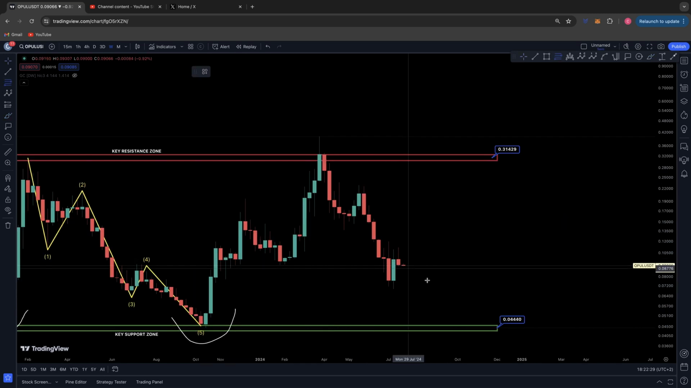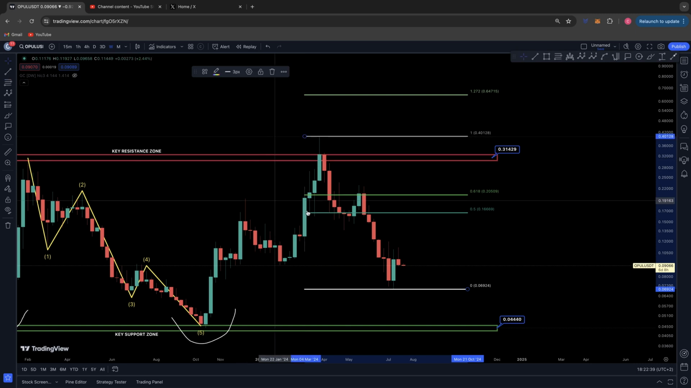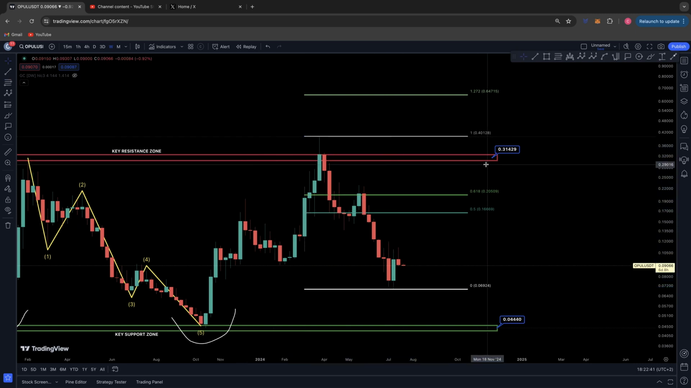For that to be valid, we need to see this 0.069 low hold as support, and we have resistance above us that we need to get back above in order to remain bullish and look to retrace back to this key resistance of 31 cents.